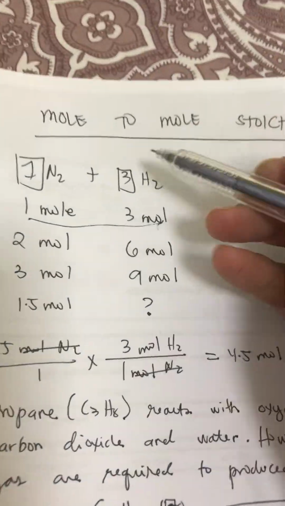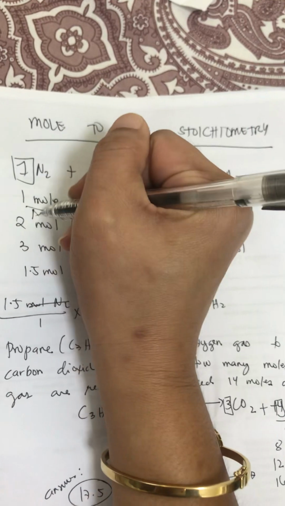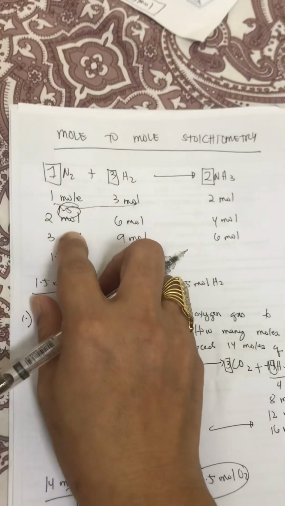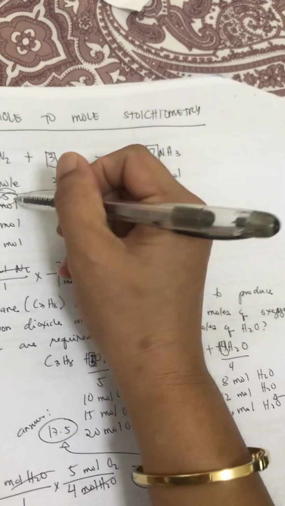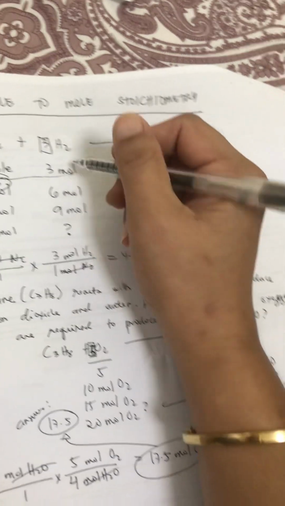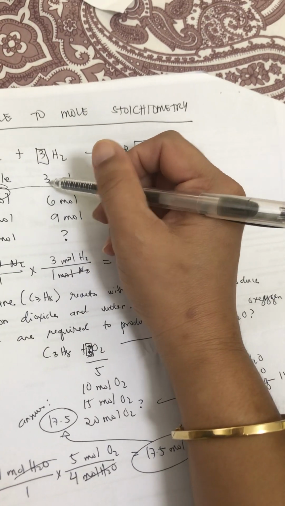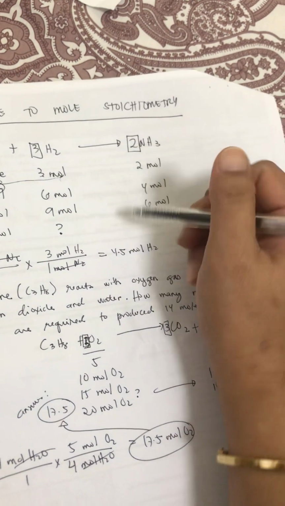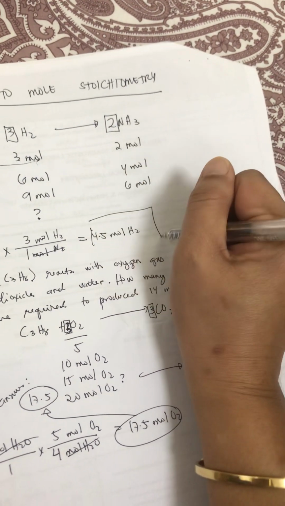As you can observe, 1.5 here is in the middle of 1 and 2. So the answer should be between 3 and 6. So it is 4.5 moles of hydrogen.